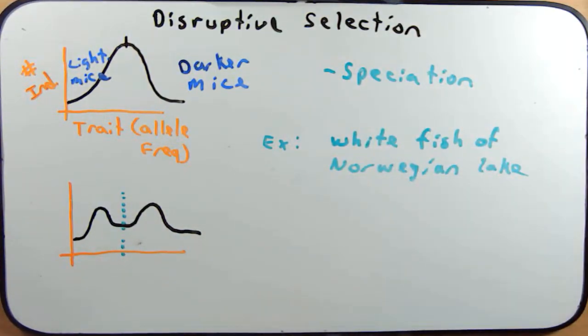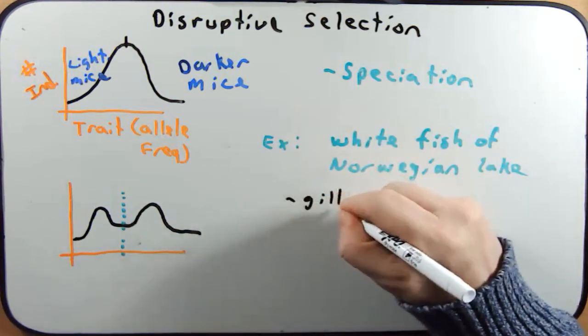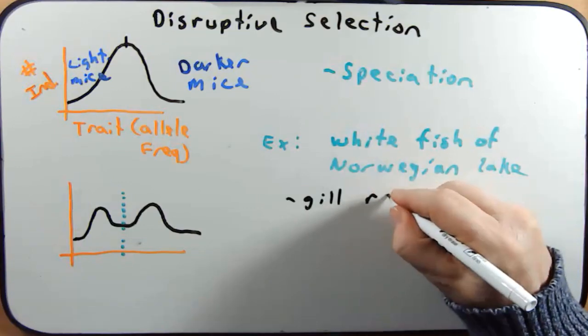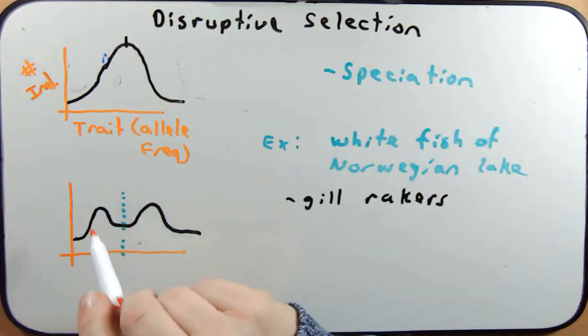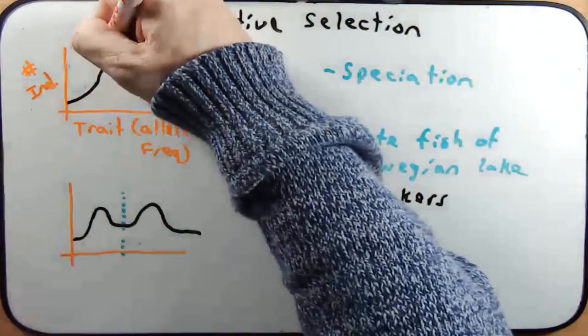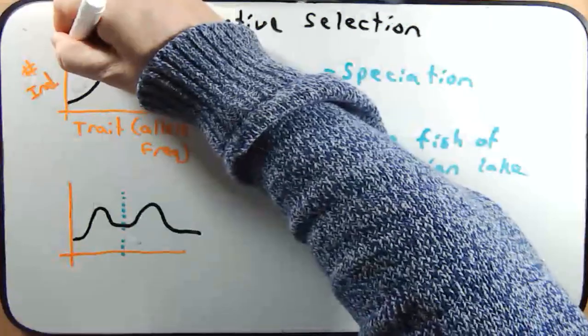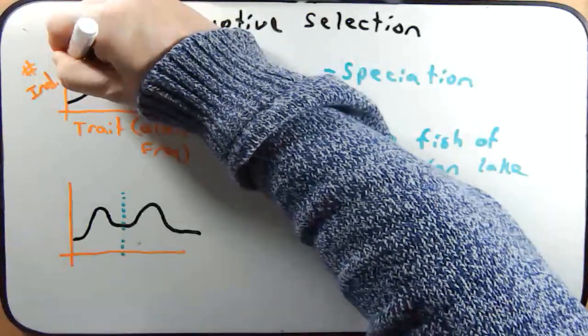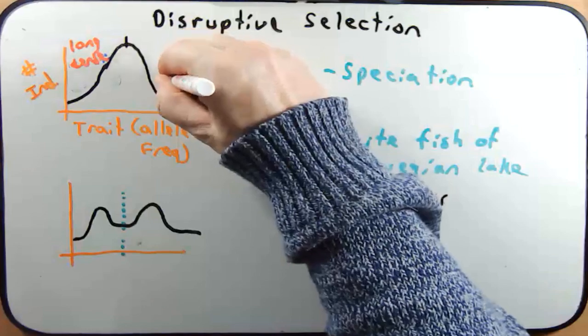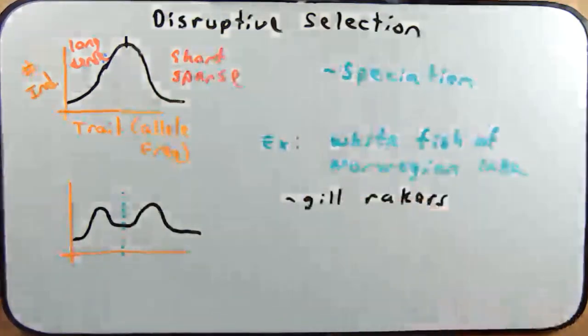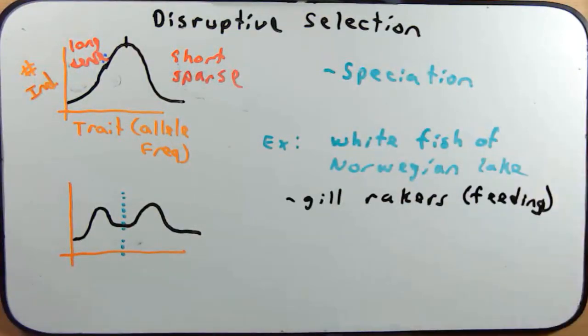These whitefish have structures on them called gill rakers. And I'm going to hijack this graph up here to talk about what the normal distribution would be before disruptive selection occurs. On one extreme, they are long and dense. On the other extreme, they are short and sparse, so not very many of them. These gill rakers are important in capturing their prey.